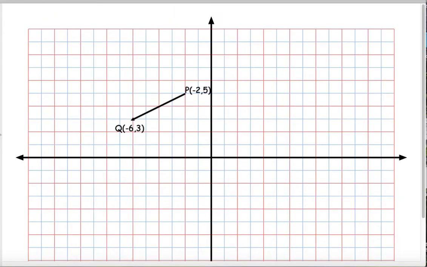So if we go back to our picture, and I draw another arrow just to highlight this, to go from P to Q, we had to go negative 4 in the x direction and negative 2 in the y direction. Same thing from M to N. Negative 4 in the x direction, negative 2 in the y direction. So that's our component form. Negative 4, comma, negative 2.